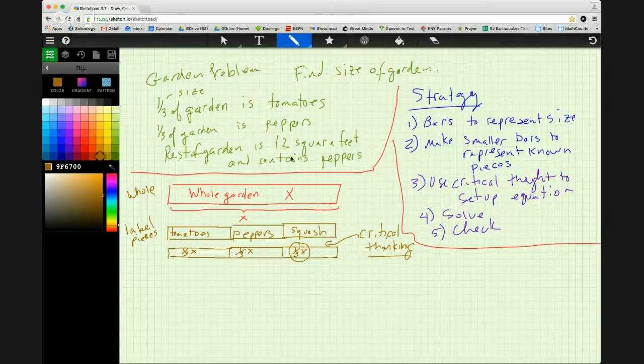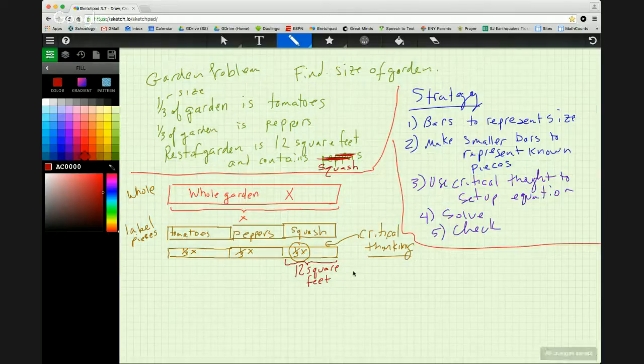Now, the other thing that we know from the question, and we'll make this back in red again. We know that this 12 feet is the part with the, whoops, this isn't peppers, this is squash. And contains squash. So this must be 12 square feet. This last piece from here to here.